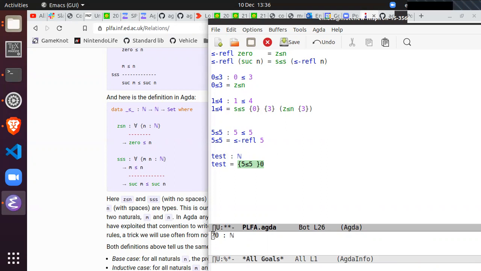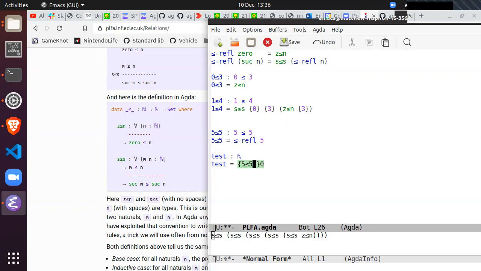I'm just asking you to normalize it in the whole. So if we type 5 less than equal to 5 in this hole, and we press Control C, Control N, that asks Agda to fully expand everything that we've given it. And indeed, you can see that the less than equal to REFL proof actually unfolds to exactly the proof that we would have to write manually.